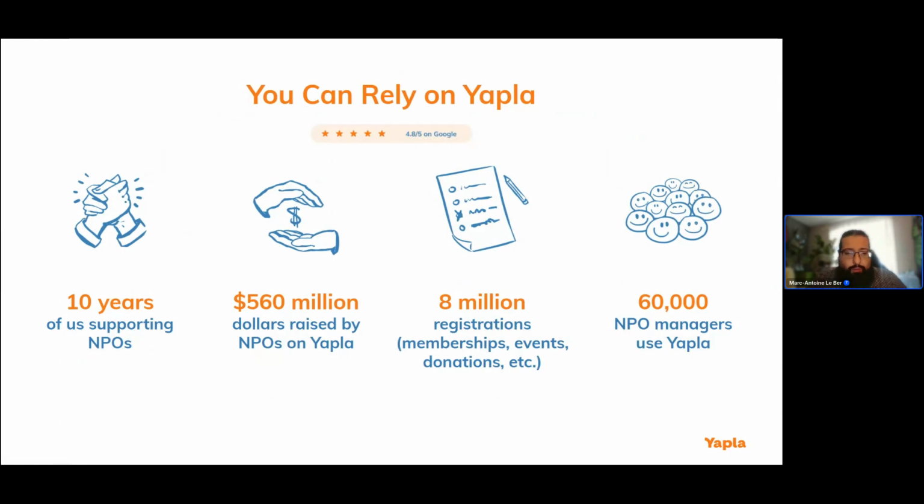You can work with us. We've been working with nonprofits for over 10 years now. We've raised over $500 million at this point through the platform, processed close to 10 million forms, and we have over 60,000 nonprofits that are now working with us. So if you never gave it a try and this is your first webinar with us, just go ahead, open an account, and try it out for yourself.